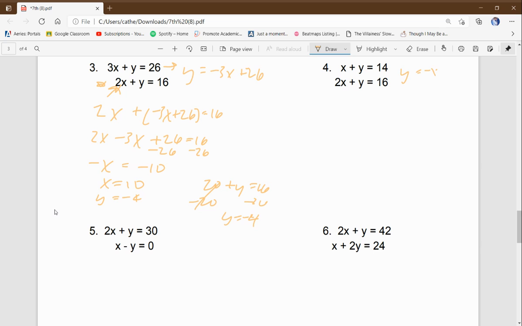So y equals negative x plus 14. So 2x plus negative x plus 14 equals 16. 2x minus x plus 14 equals 16. So x equals 2. And we add that to this one. Okay? So 2 plus y equals 14. That means y equals 12.